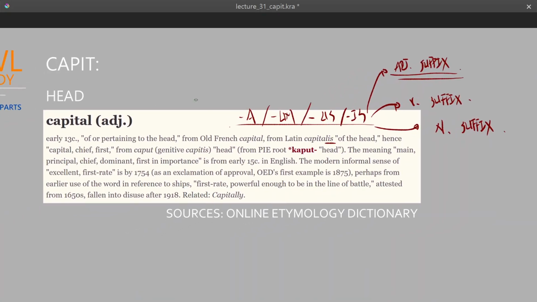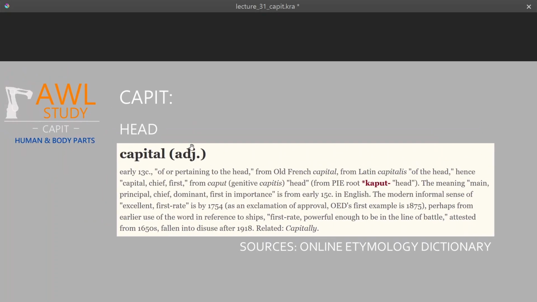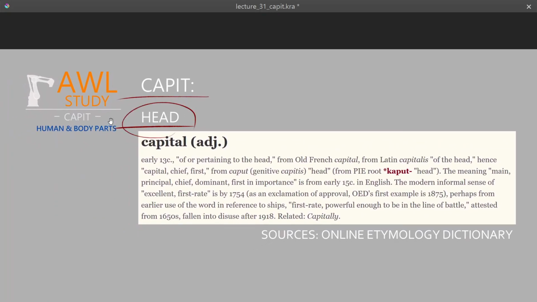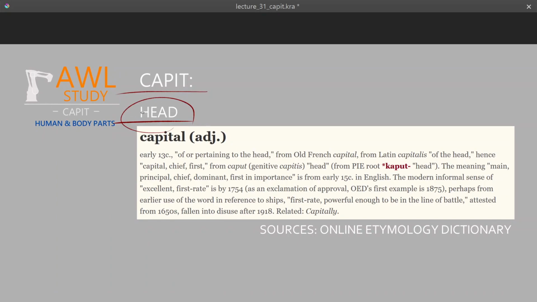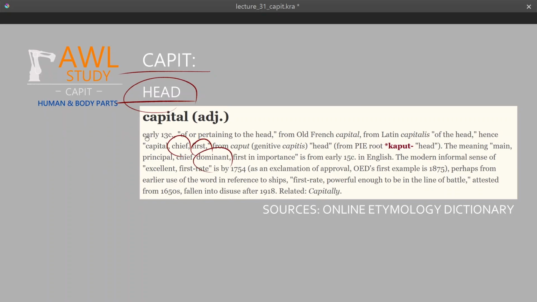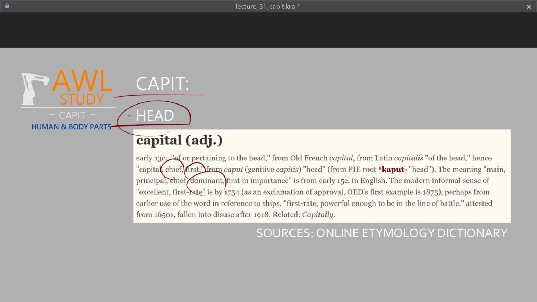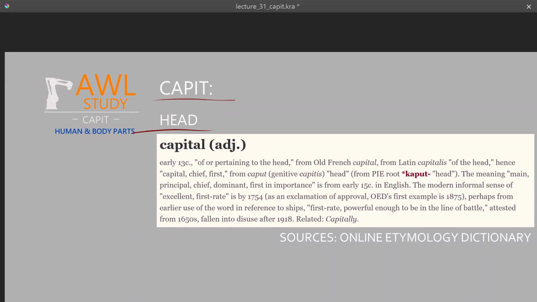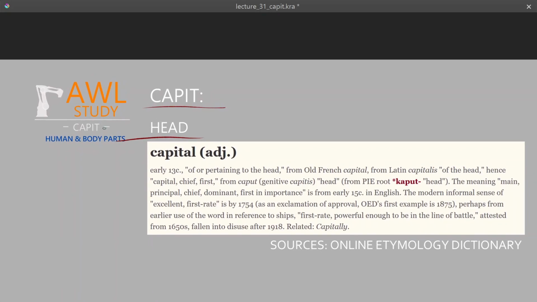Alright, so we have the building block CAPIT, meaning head. And of course, head could have many derived meanings. For example, it could mean the man, the chief, the first, or the dominant. But using the head itself is good enough. So we have the root CAPIT, meaning head. That's going to help us unlock many words.